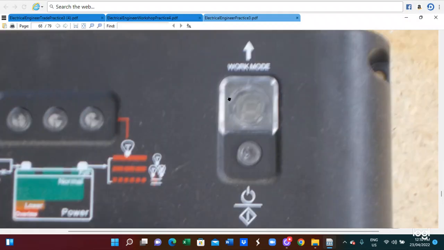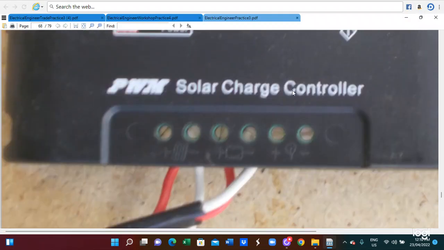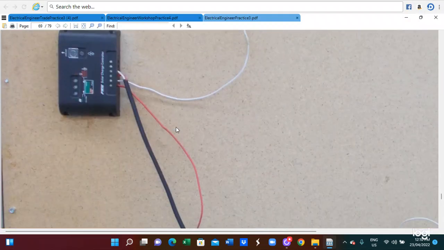So here is the solar cells diagram. This is for the solar cell. This is the solar cells connection diagram. This is the solar battery and solar charger controller diagram. So this is the solar charger controller diagram.